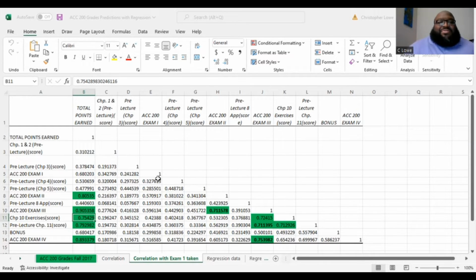Due to this, we had to eliminate some variables, and that ended up being exam 3 and the chapter 10 to get the variables we needed for the regression. And so we kept exam 2, exam 4, and the pre-lecture for chapter 11.